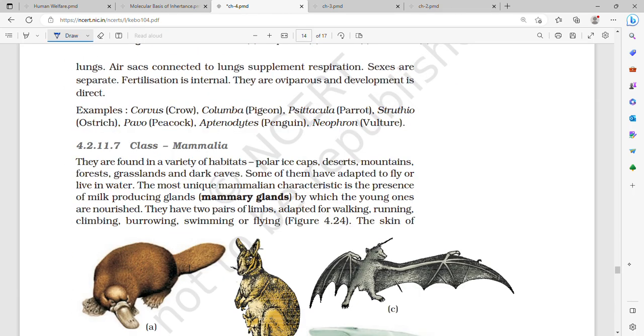Respiration is by lungs. Air sacs connected to lungs supplement their respiration. Sexes are separate, that is dioecious. Fertilization is internal. Oviparous, development is direct. In Aves, development is direct.